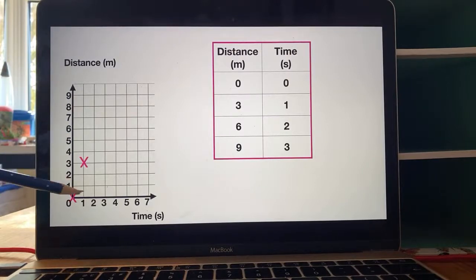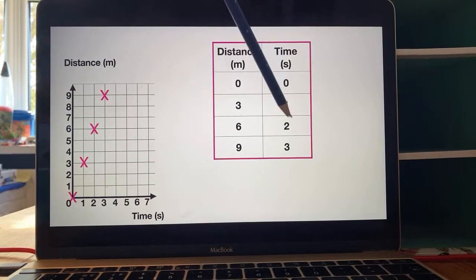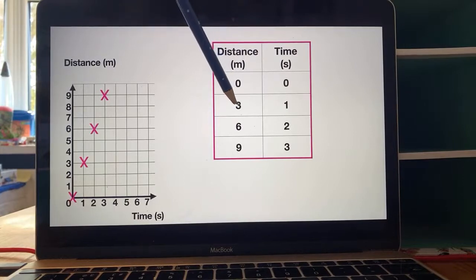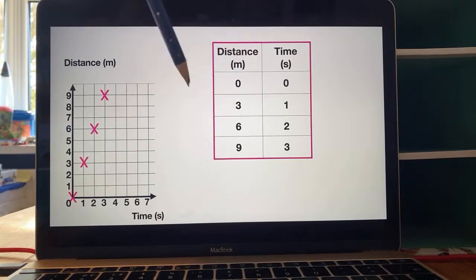distance. And then after 1 second, this thing had travelled 3 metres. After 2 seconds, it had gone 6 metres. And after 3 seconds, it had gone 9 metres. So, you might have just been able to see that because the time was only going up in seconds and the distance was going up 3 metres each time. So a lot of you will have just been able to look at that and say, well, it's going at 3 metres per second.